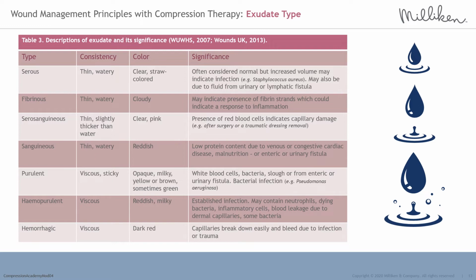Purulent. This is normally viscous and sticky, opaque, milky yellow or brown, and sometimes even green. White blood cells, bacteria, slough from enteric or urinary fistula. Bacterial infection, for example Pseudomonas. Hemopurulent, viscous, reddish but milky. Established infection, may contain neutrophils, dying bacteria, inflammatory cells, blood leakage due to dermal capillaries and some bacteria.